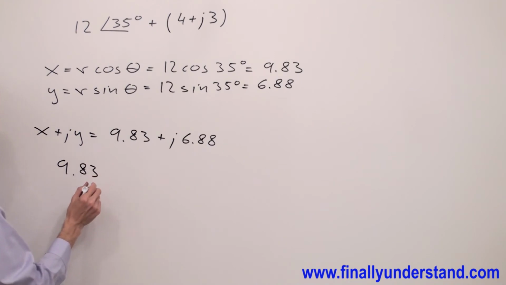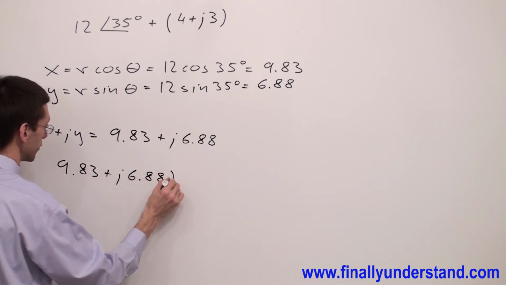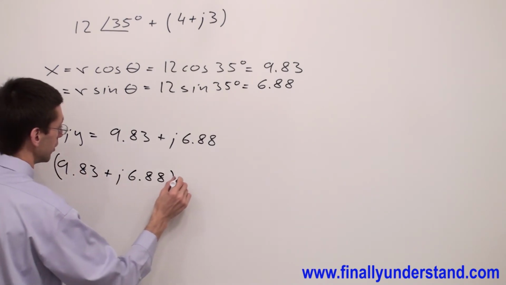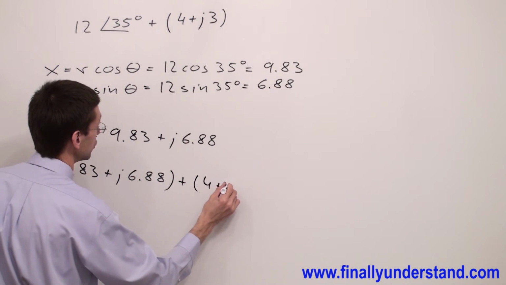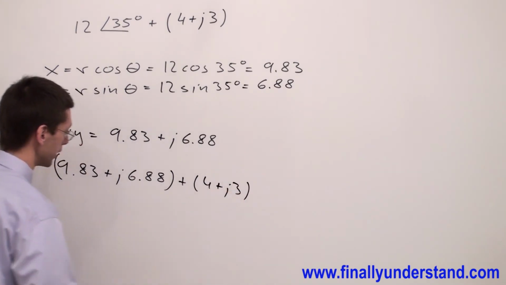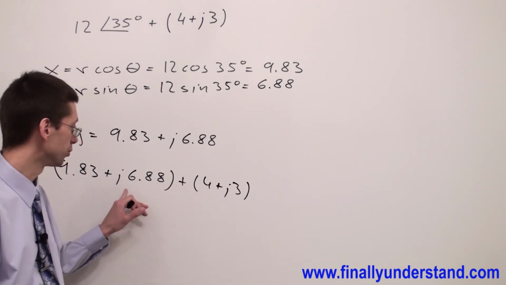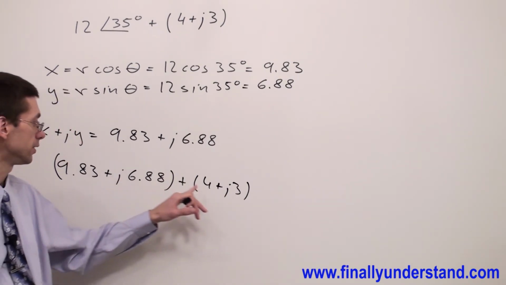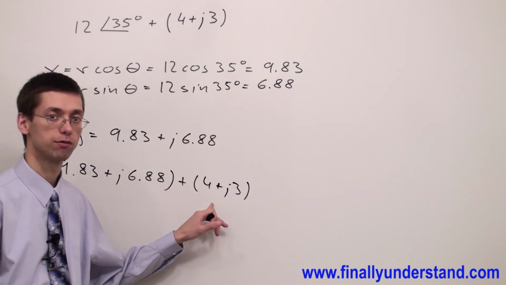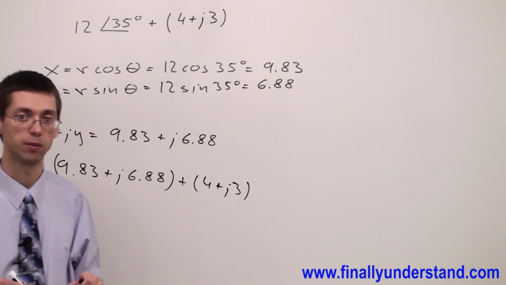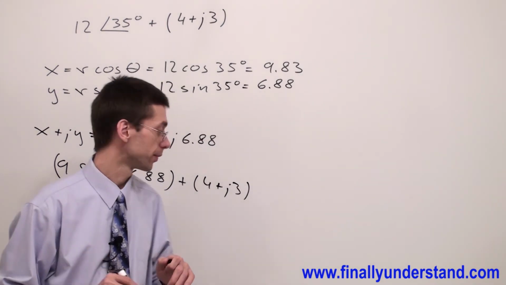So I can rewrite this problem as 9.83 plus j 6.88 plus 4 plus j 3. Please notice that right now I can perform the addition because I have identical forms. I mean rectangular form and rectangular form. You can add complex numbers when two forms are identical.